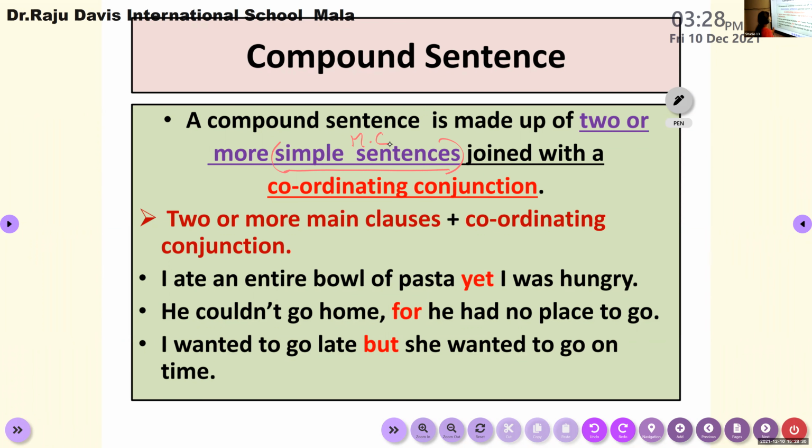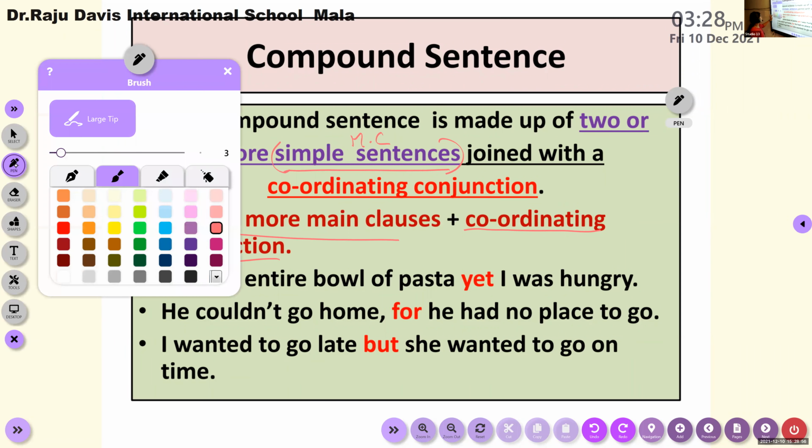So two simple sentences can be joined with a coordinating conjunction in order to frame a compound sentence. Very clear? It is two or more main clauses joined with the coordinating conjunction that forms a compound sentence. So look at the example written over here, children. I ate an entire bowl of pasta.